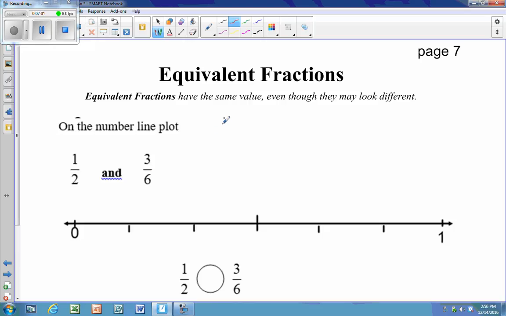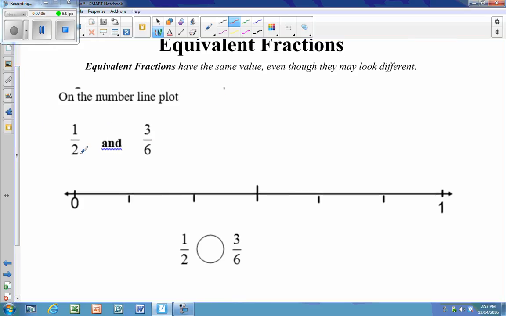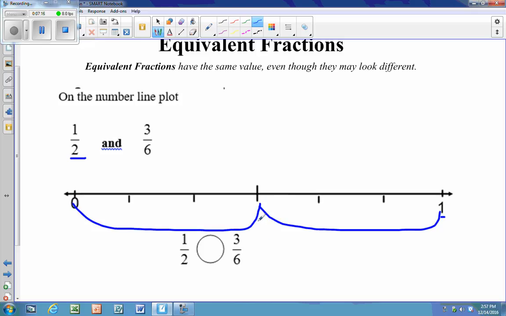Sometimes I'm going to plot 2 things on a number line. So in this case, I'm going to plot 1/2. So when I look at this, I know it's less than 1. Here's the 1. I'm splitting it into 2 pieces. So this is 1 piece, and this is 2 pieces. So the first piece right here is 1/2.